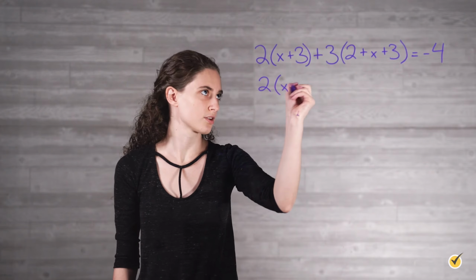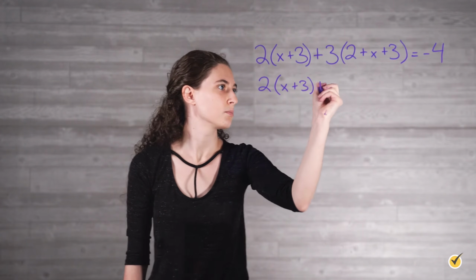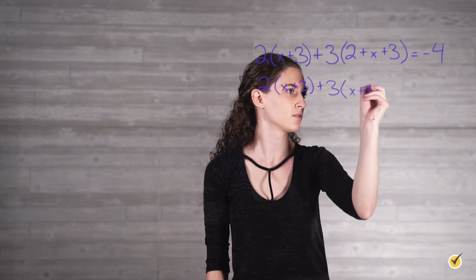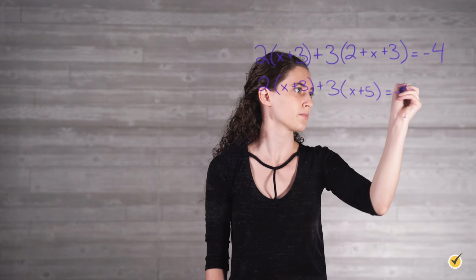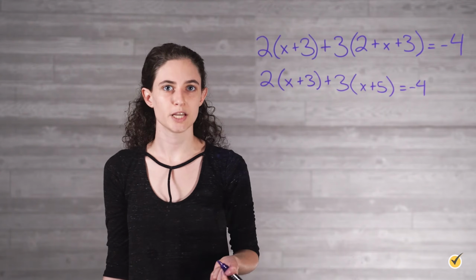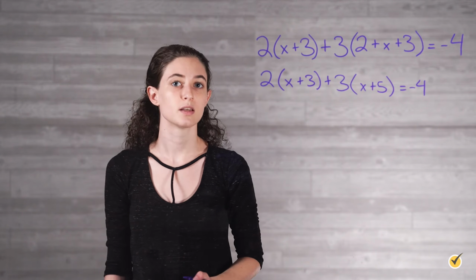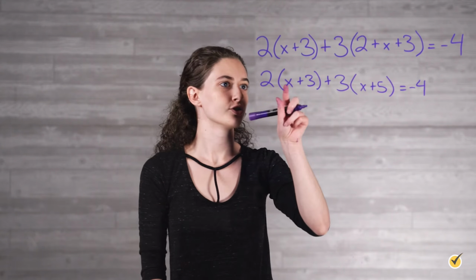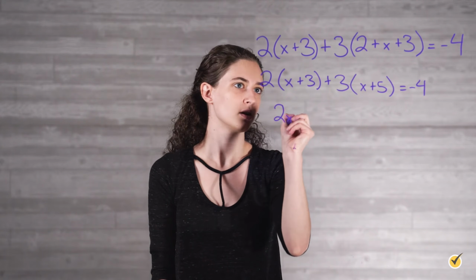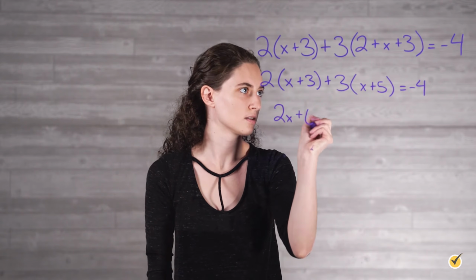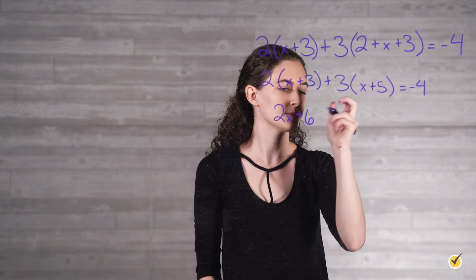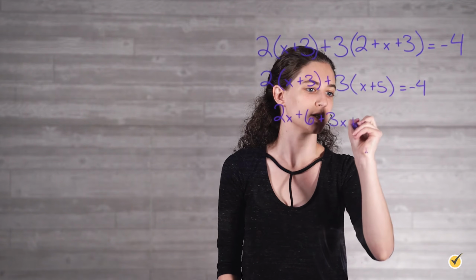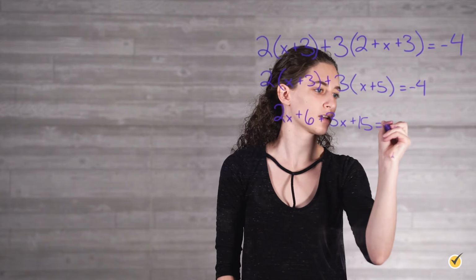2 times x plus 3 plus 3 times x plus 5 equals negative 4. Now we can carry out the multiplications that are implied by the parentheses, distributing the outer 2 and 3 accordingly. 2 times x is 2x, plus 2 times 3 is 6, plus 3 times x is 3x, plus 3 times 5 is 15, equals -4.